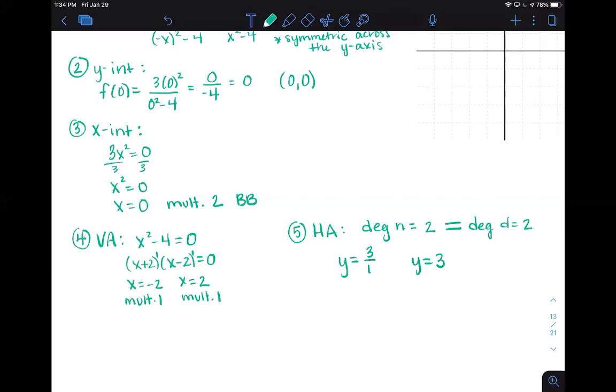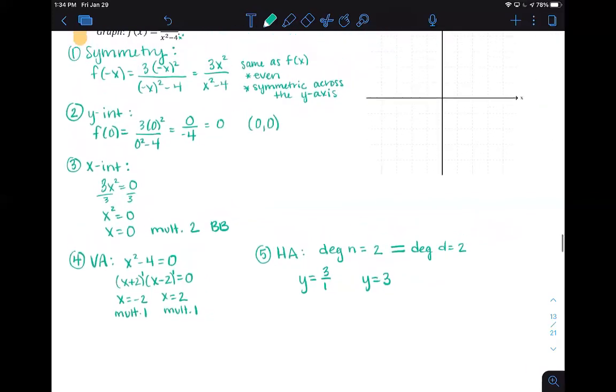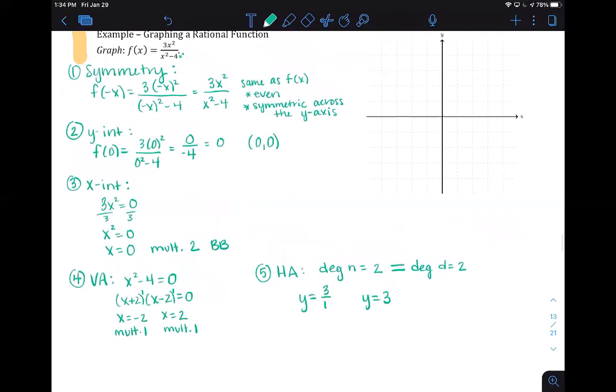Okay, let's throw it up on that graph. I always start with asymptotes. So we have vertical asymptotes at -2 and at +2, and then a horizontal asymptote at 3.